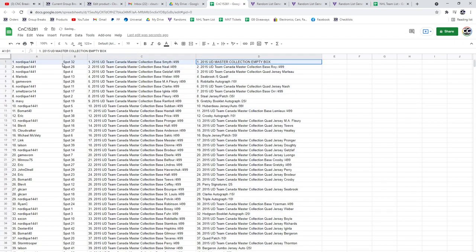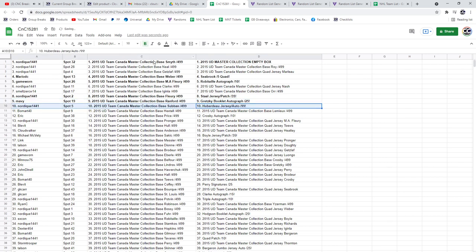The empty box goes to Nordic. The Zebra Quad out of 5 goes to Mario DC. The Robitaille autograph out of 10 goes to Game Worn. The Stall jersey patch goes to Nordic. Mav gets a Gretzky. Congrats, the booklet. Hubert O goes to Nordic.